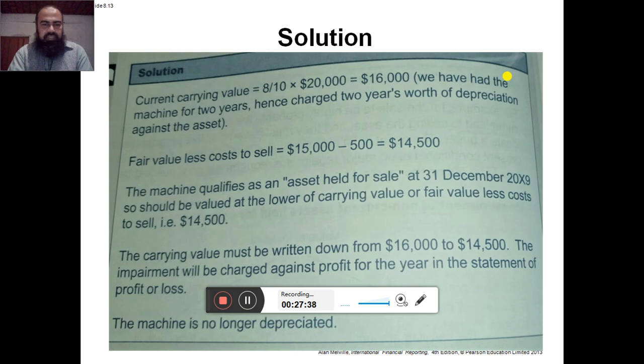So a journal entry would be passed: impairment loss would be debited and the asset would be credited. Alternatively, you could pass profit or loss account debited and the asset credited. The asset is credited because the value of the asset has decreased. There is a clear-cut impairment loss, so it is debited. It is a loss, it is an expense, so all the losses and expenses are debited and these are charged to the profit and loss account.